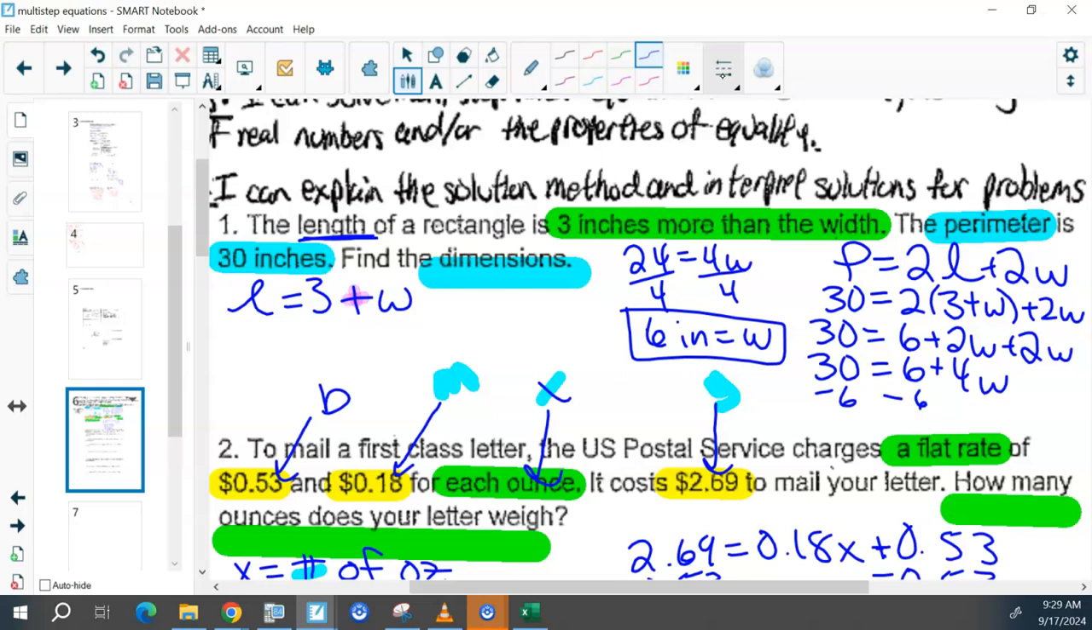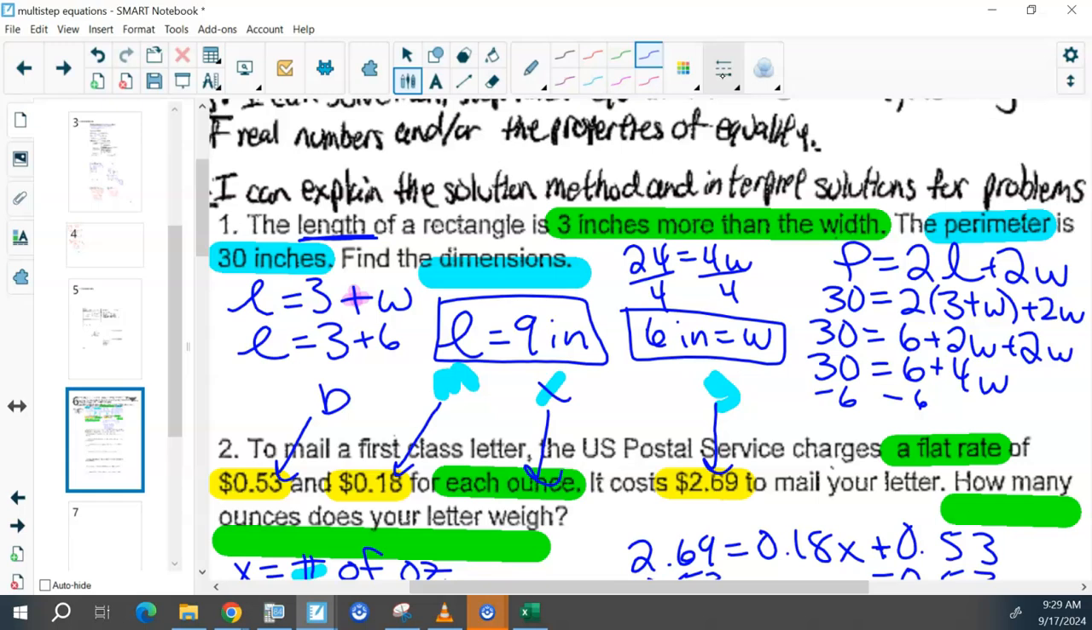Say again. By adding 3, yes. So if I take this 6 and I put it in for W, and I say 3 plus 6, that will tell me what my length is, which is 9. 9 what? Yes. Say that one more time.